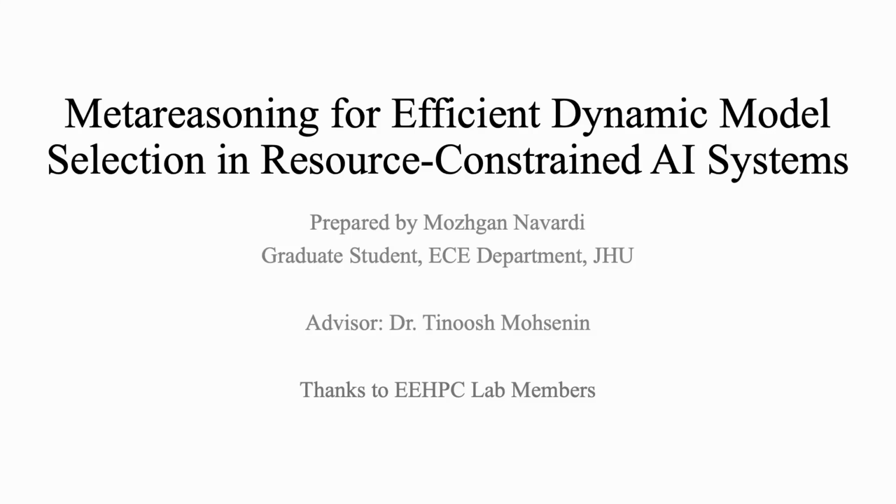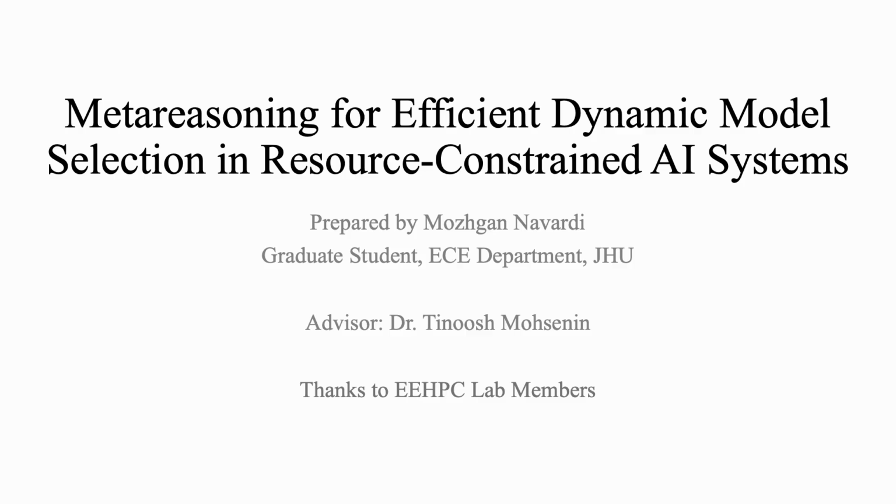Hi, everyone. My name is Mojgan Navardi, and I'm a graduate student in the Electrical and Computer Engineering Department at Johns Hopkins University. Today, I'll be presenting my research on meta-reasoning for efficient dynamic model selection, particularly in the context of resource-constrained AI systems. This work is part of an ongoing effort in our lab EHPC under the guidance of my advisor, Dr. Tanush Mosanen.